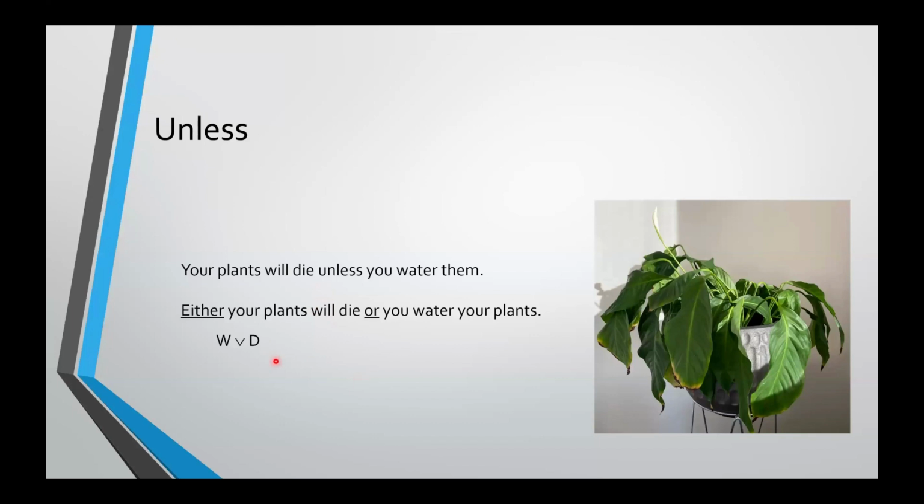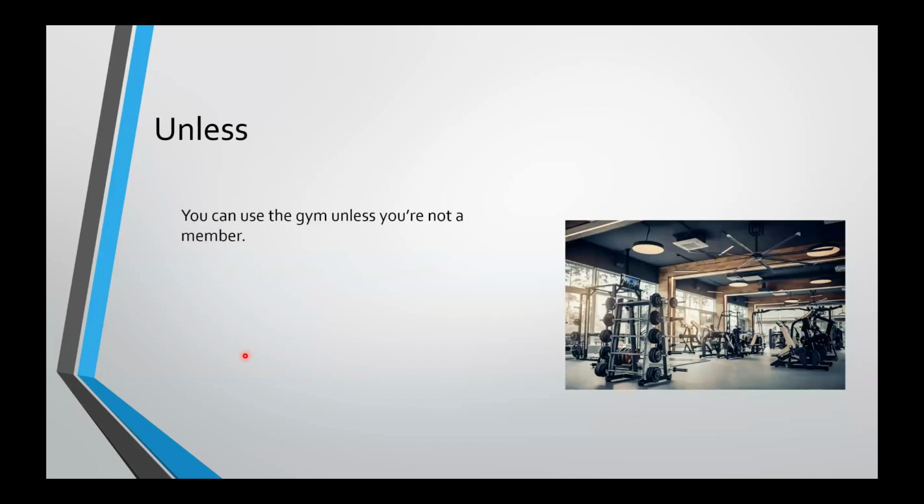This is the preferred way of symbolizing unless: to do it as or. It's simpler that way. It's less intuitive, though. People generally find the previous way of doing it more intuitive. It gets complicated, particularly if you have a sentence where one of the components of the unless is itself negated. So take, you can use the gym unless you're not a member.